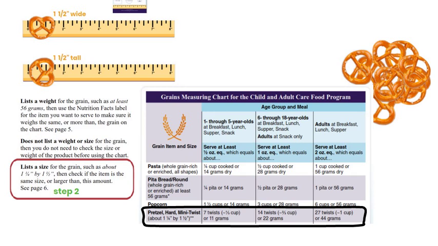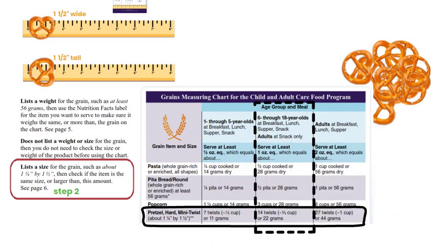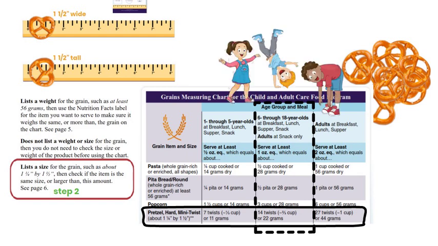Our last step was to find the age of our participants and the meal. We are serving 8-year-olds at snack, and 8-year-olds fall into the age group of 6 through 18-year-olds. We follow the 6 through 18-year-olds column down to the pretzel hard mini twist row. If you look at where the 6 through 18-year-olds column meets the pretzel row, it tells us that we need to serve 14 hard mini twist pretzels to meet the minimum amount of grains required at snacks for this age group.